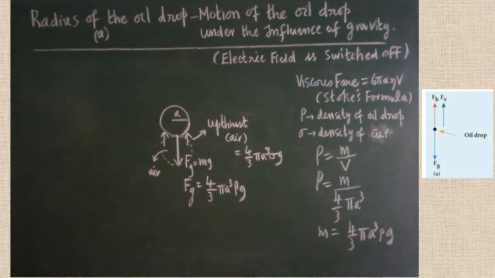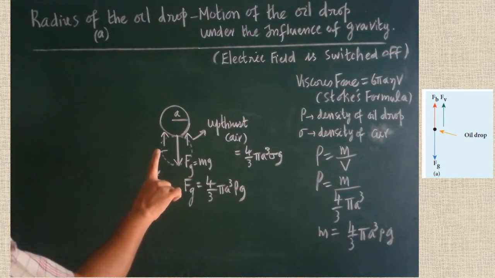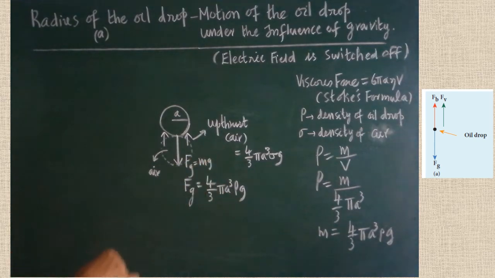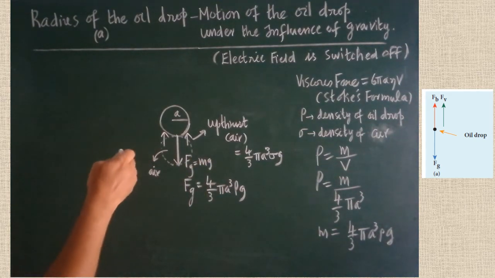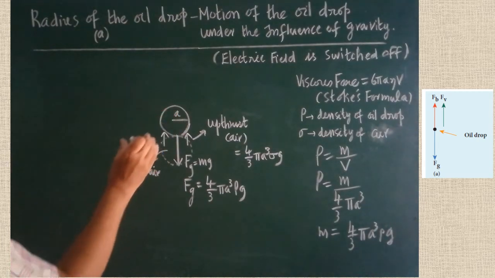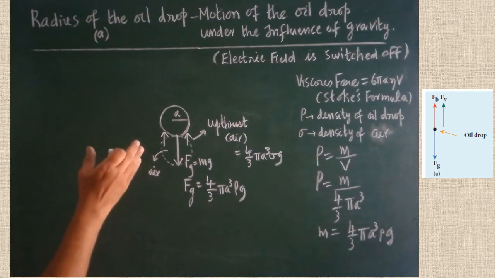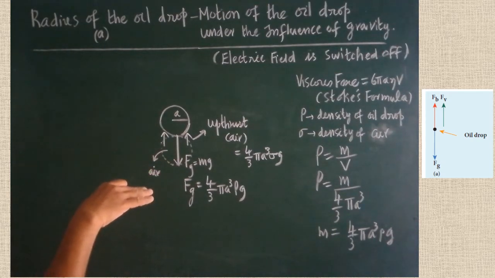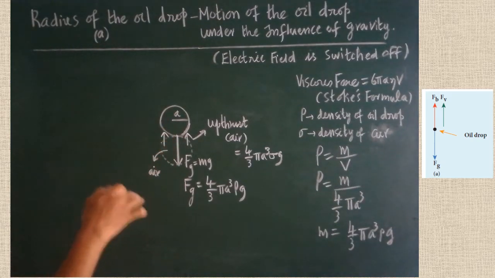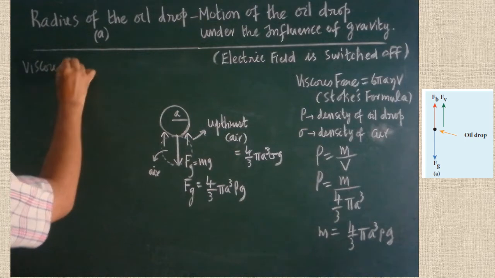Now how many forces are acting? One is the gravitational force acting in the downward direction. Upthrust is acting on the oil drop due to air. Its expression is 4/3 pi a cube sigma g. When the two forces are acting, what will happen now? At a particular point of time, the oil drop will attain a constant velocity, and one more force will start to act on the oil drop, that is called viscous force. That viscous force also acts on the oil drop.